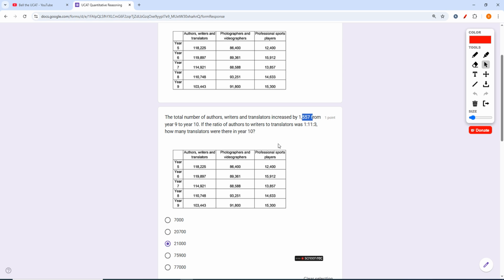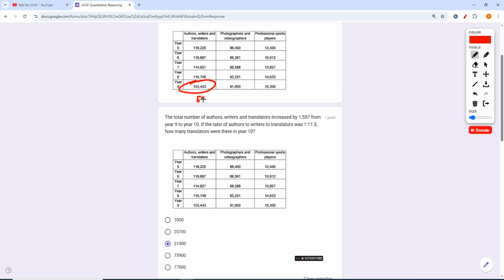Right, so what did I do? Again, it's just about doing it in your head. The answer I chose was 21,000. Right, okay, so how to do it? Firstly, we need to get our head around what's happening in this table. Total number of authors, column 1, increased by 1557, so from 103,443.